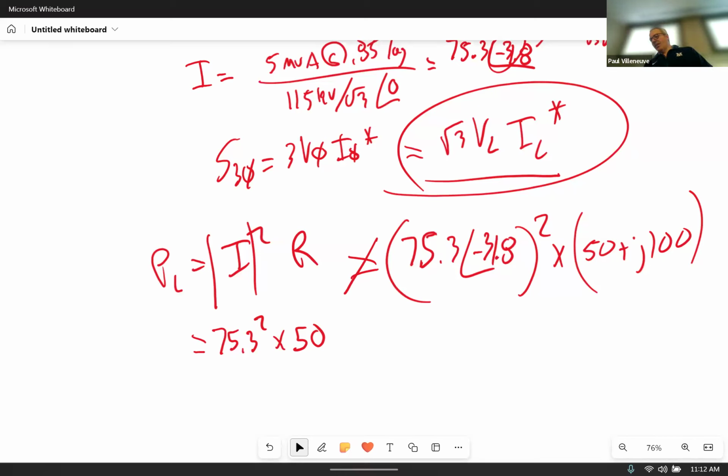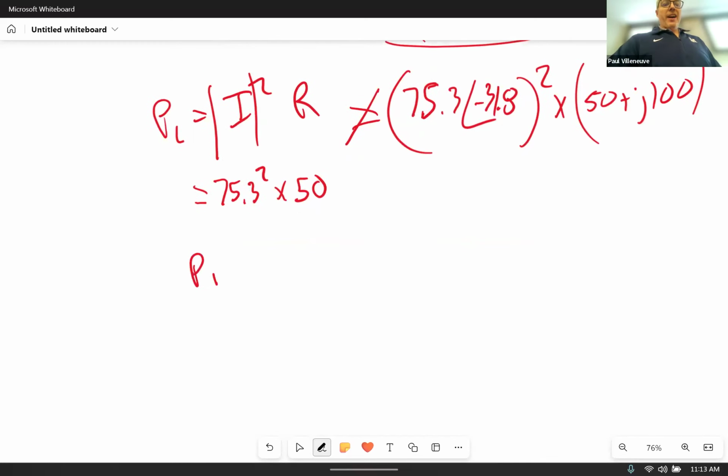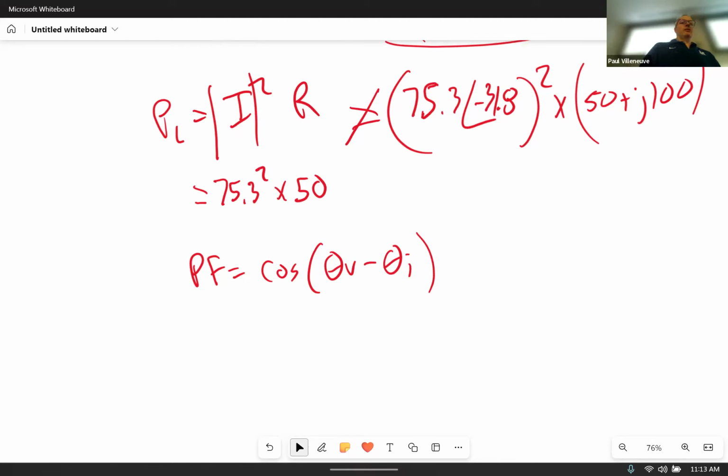And then the last question is, what is the power factor of the load? Power factor is equal to the cosine of the difference in angle between the current and the voltage, which is equal to the cosine of 31.8, which is equal to 0.85. And the angle on I was negative.